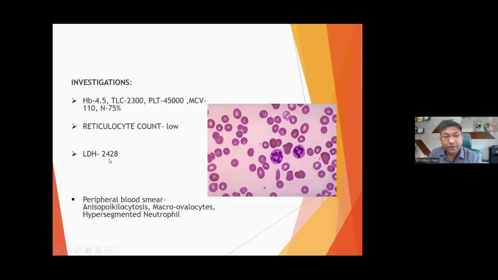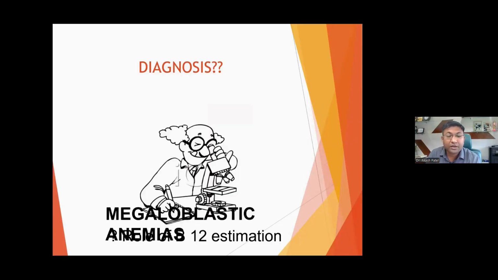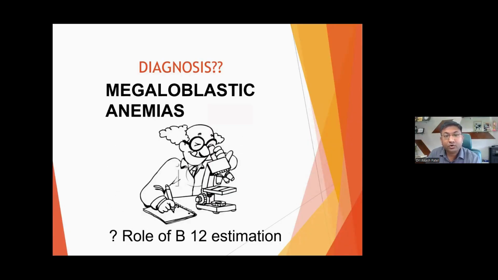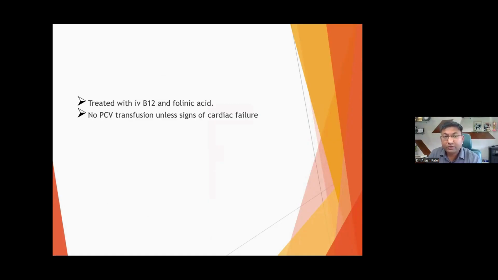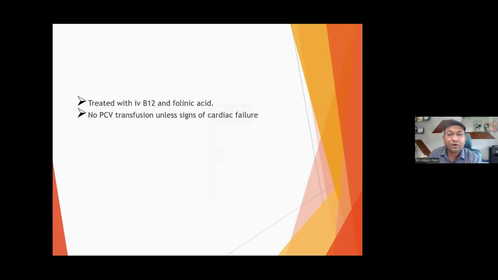And if we find high LDH, then again look at the peripheral blood smear. If we find macrocytes and hypersegmented neutrophils, then the diagnosis, yes, pretty sure, is megaloblastic anemia. Role of B12 estimation and folic acid: always check the B12 and folic acid. We treat with IV B12 and folinic acid. There is no requirement of PCV transfusion unless there are signs of cardiac failure.